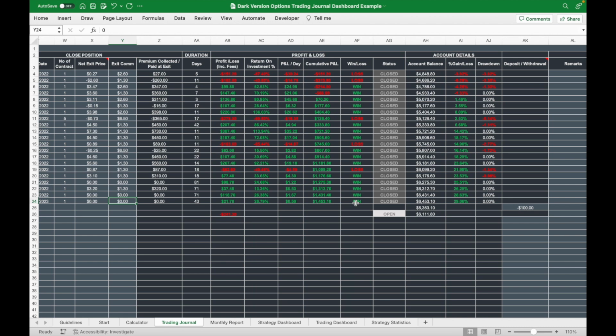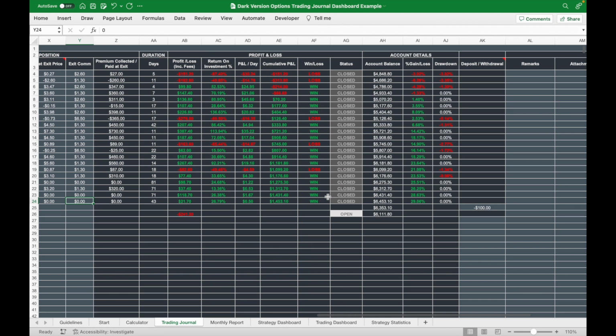After entering the details in the close position section, the dark color cells will automatically calculate the number of days in trade, the total profit and loss including fees, the return on investment, the profit and loss per day, and the cumulative profit and loss.